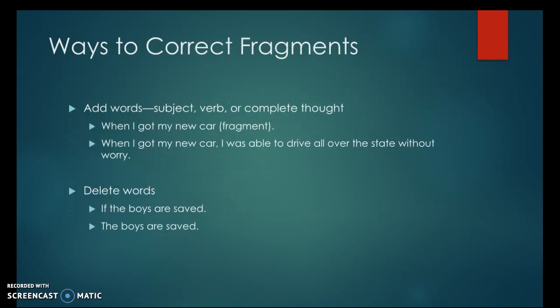Now there's really three ways that we can correct fragments, and we looked at some of those in those examples just before. Number one, we can add words, so we could add a subject, we could add a verb, or we could add a number of words to make those a complete thought. So the example, "When I got my new car," is a fragment because we want to know, well, what happens when you received your new car? When we fixed that: "When I got my new car, I was able to drive all over the state without worry." So that is the revision. We added the complete thought, so we added a whole new sentence to that.